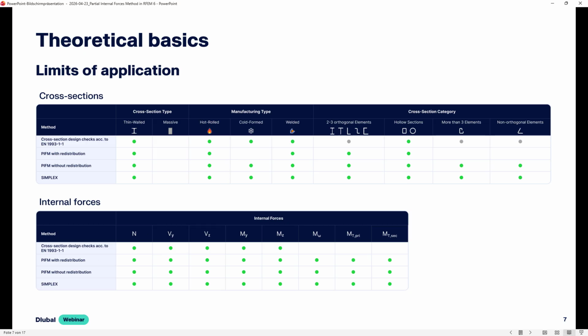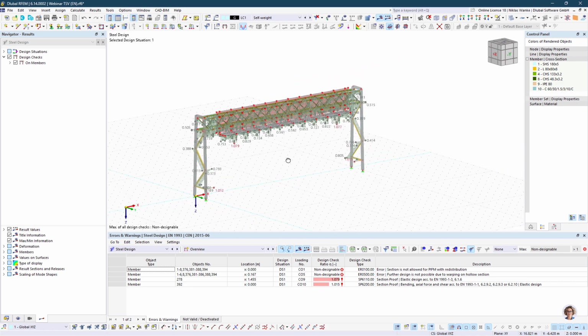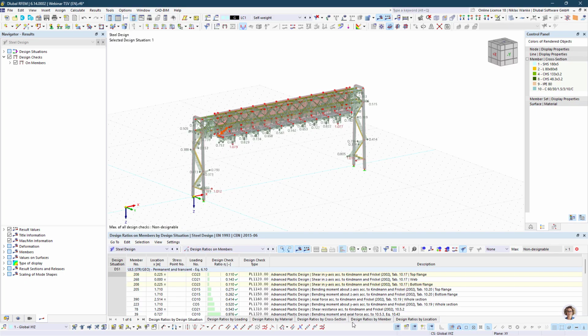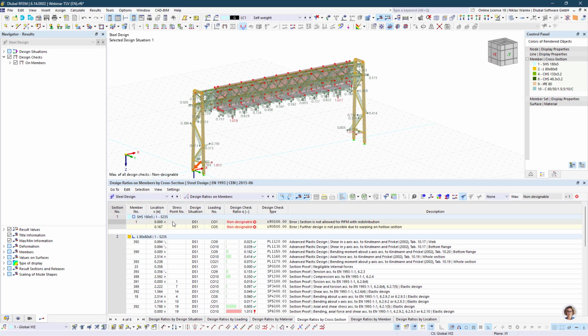Okay, so hopefully the calculation has finished in the meantime. And okay, this looks good. So now we have the results of the steel design. Let me go to the table design ratios on members and then to the subtable design ratios by cross section. And as I already said, we have exactly this problem for the square hollow sections.